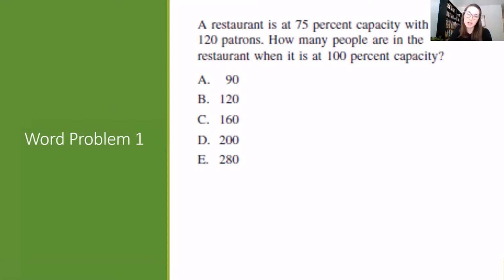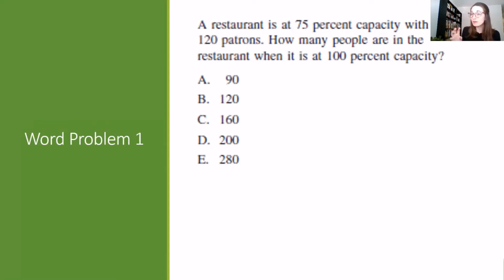It says a restaurant is at 75% capacity with 120 patrons. How many people are in the restaurant when it is at 100% capacity? So they give us some options here between 90 and 280. Now, one thing I like to think about immediately is we're currently at 75% capacity. So the restaurant is not full, right? And there are 120 people.